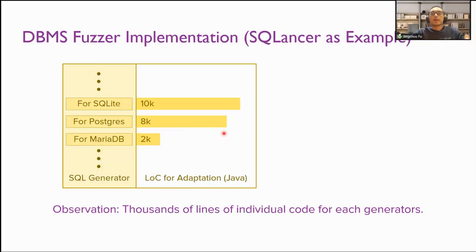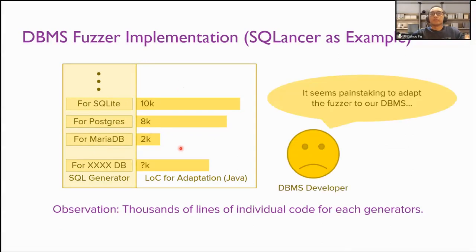For example, it used about 10,000 lines, 8,000 lines, and 2,000 lines of Java code for SQLite, Postgres, and MariaDB, respectively. So, for a DBMS developer, if he or she wants to fuzz his or her database product, he or she may just think, oh, it seems painstaking to adapt the fuzzer to our DBMS. Shall I do it?